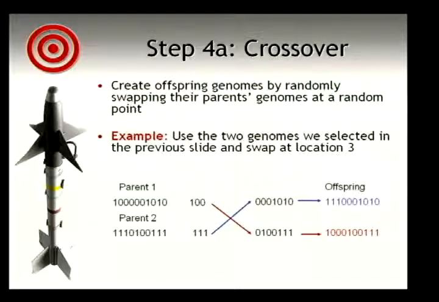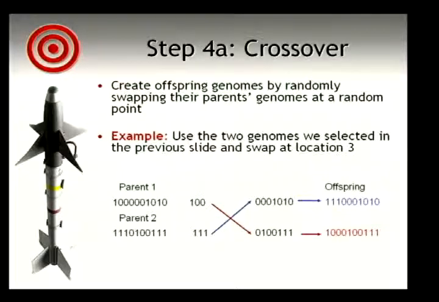And I warn you, this is a little graphic. We have binary string sex here, so don't freak out on me. So we're going to, in the crossover step, create offspring genomes by randomly swapping their parents' genomes at a random point. So this is the crossover operator. In this case, it's just very simple.